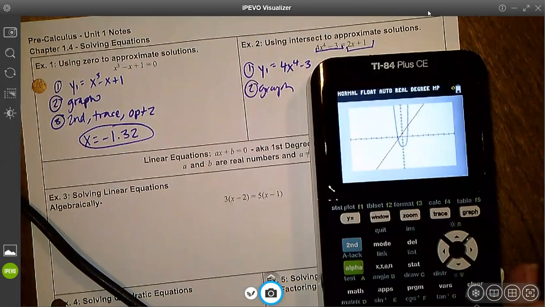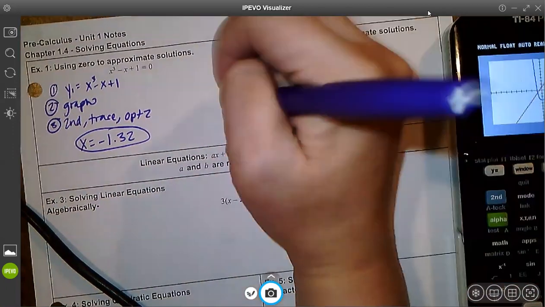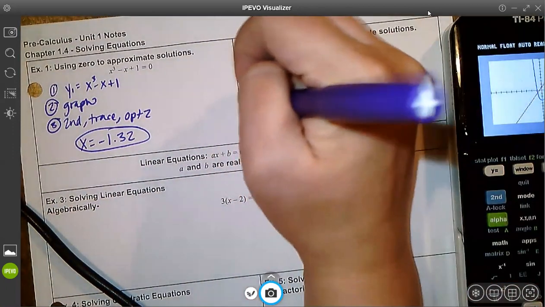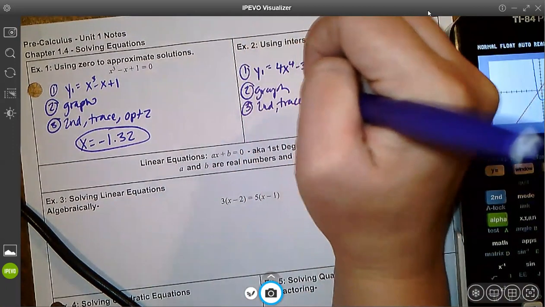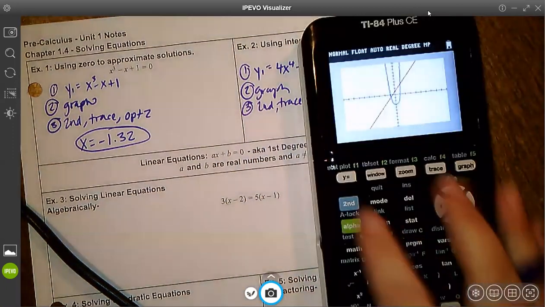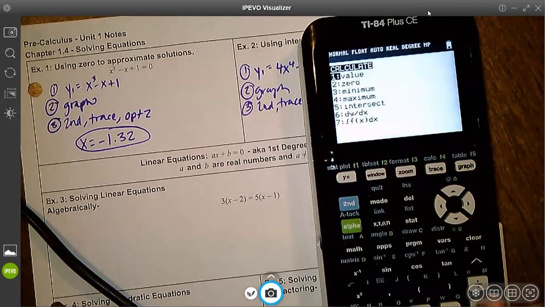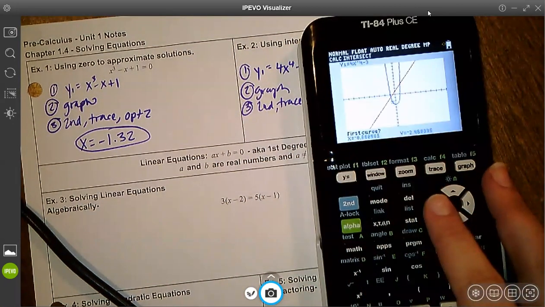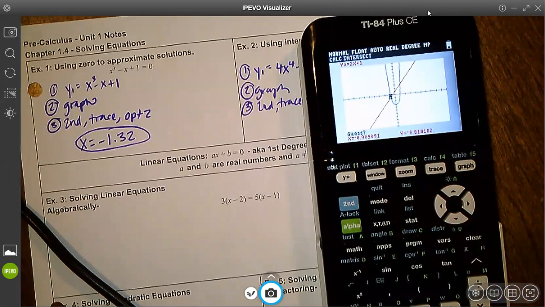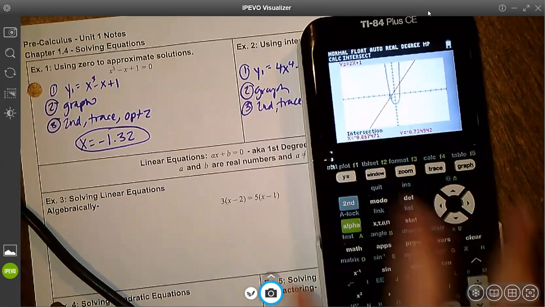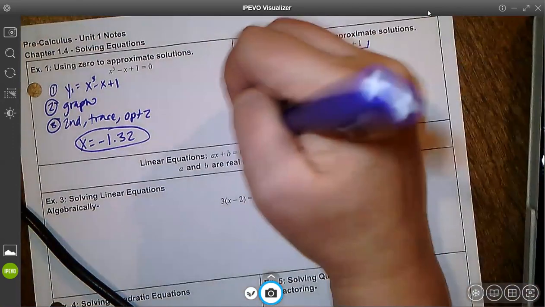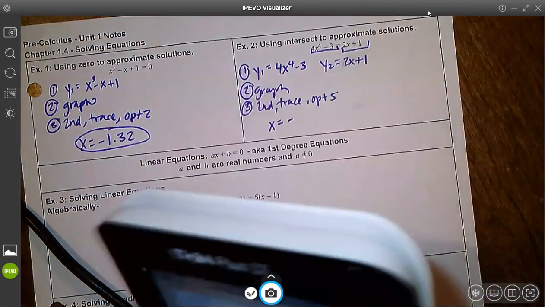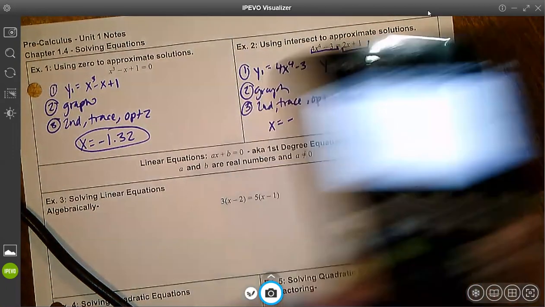And then to find the solutions here, you're going to use the intersect. So you'll do second trace, and this one's option 5. You'll have to move your cursor closer to the intersection point that you want and hit enter. The x value is your solution. So that was negative 0.87.